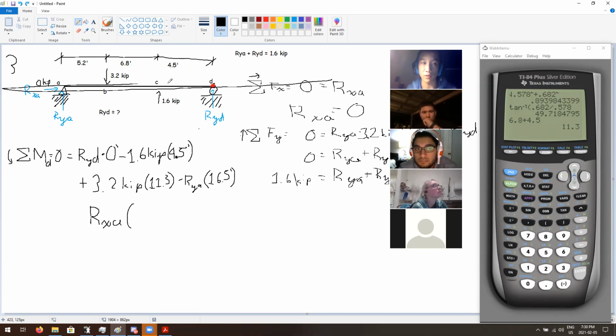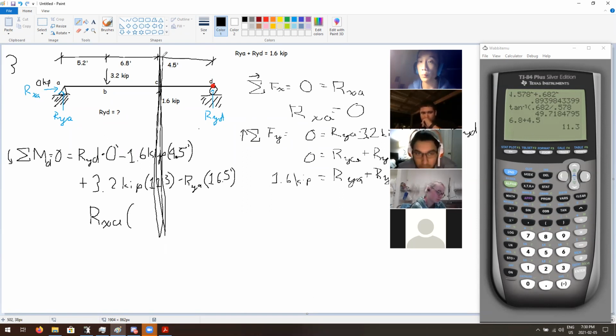Extend the force vector. So this is RXA. See how it passes through D? It's going to be 0 feet. Extend RYD. See how it passes through D? 0 feet. Extend C. It's going beside D. Now, the shortest path from D to C is going to be perpendicular to C. So it's 4.5 feet.